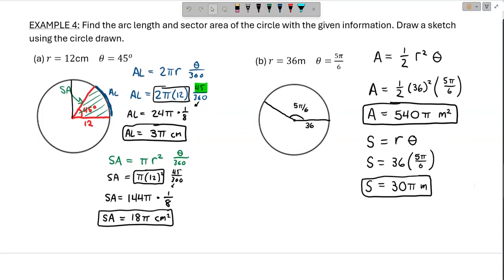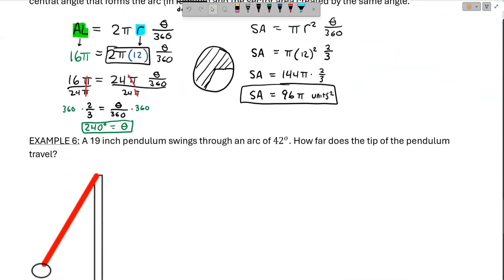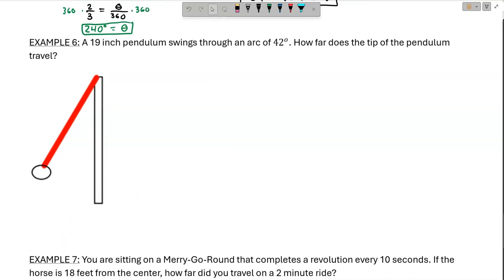So take a look at what you have here, and now what I want to try and do is look at a different type of problem, a different idea, a different concept, and we actually want to use the radian formula for this. So we have here a 19-inch pendulum, and it swings through an arc of 42 degrees. Now, I'm going to want this to be in radians because it's going to make my life easier when we use this formula in just a moment.